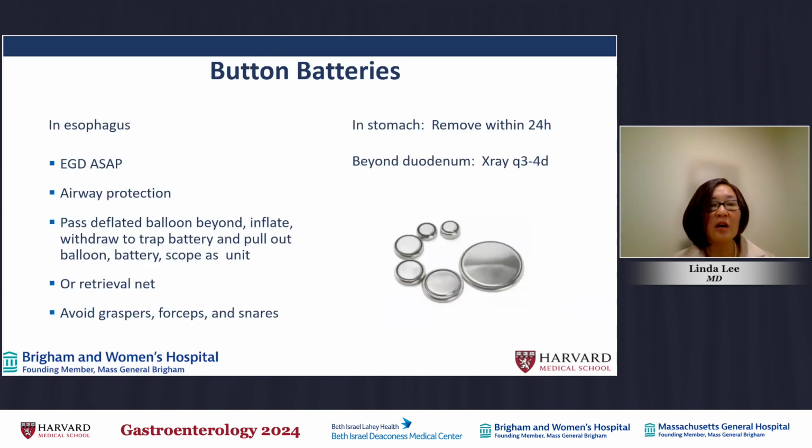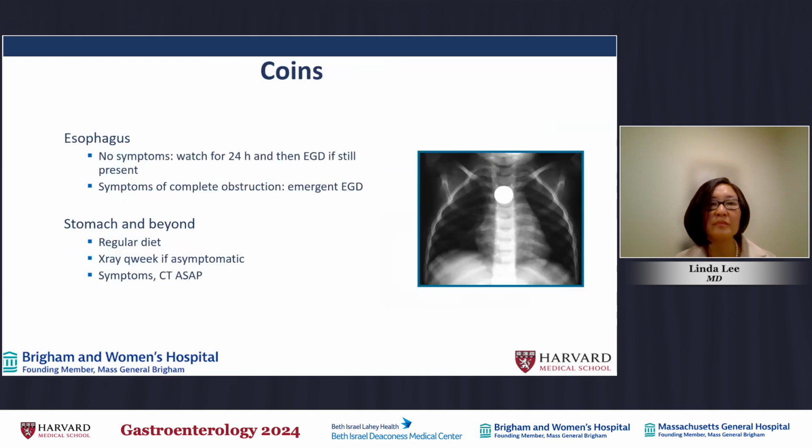Button batteries in the esophagus, I mentioned earlier, this is an emergency. So you want to remove this ASAP and protect the airway. There are various different techniques to retrieve this, but do not use graspers or forceps. That might just pierce through the button battery. If it's already in the stomach, do the EGD within 24 hours. And if it's already passed beyond the duodenum, do serial KUBs.